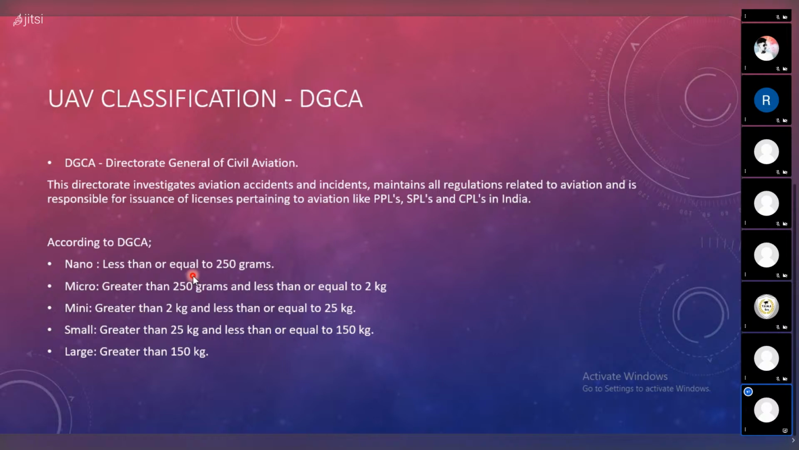weight. So right now, all of these categories need registrations, but each category has its own classification methodology of registrations and all. Let us assume you have a nano drone, so the registration is completely easy. You don't need much. But if you go for a large drone, then the registration is definitely going to be hectic.